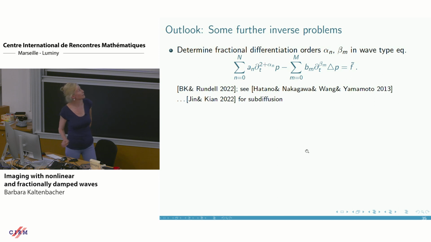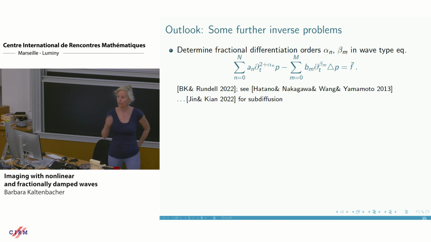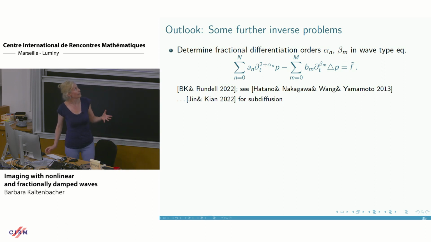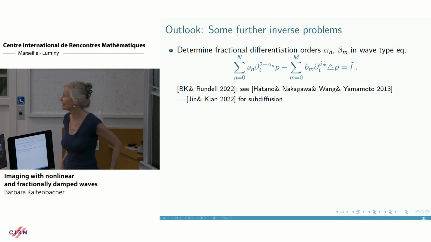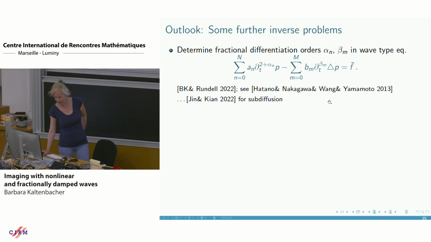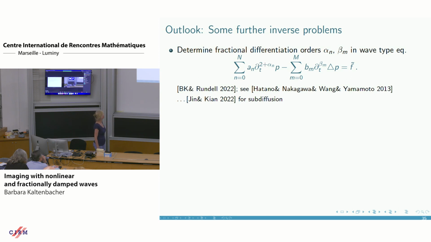And one of the questions that arise very naturally, also in the context of modeling, is what these fractional exponents here are. So what are the differentiation orders? Of course one can assume to know them, but how to really extract them from measurements is not always so clear. So why not do it mathematically? And this is again based on seminal work by Masahiro and co-authors, where they did reconstruction of the fractional order of differentiation for subdiffusion equations.